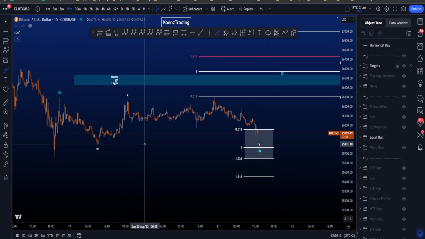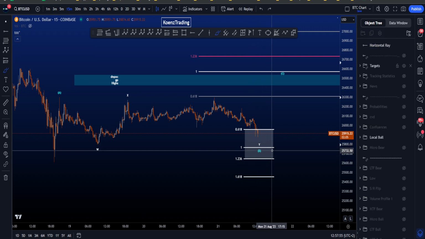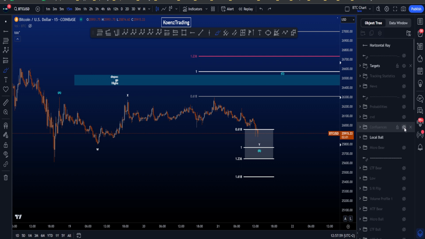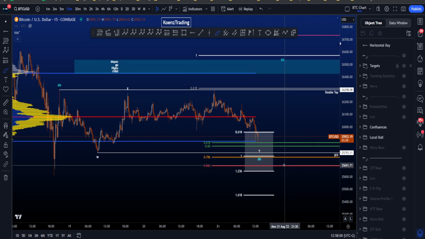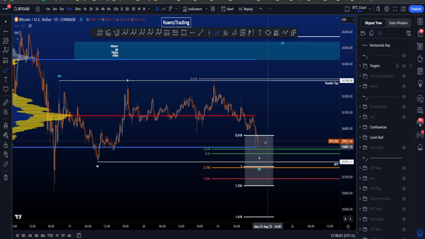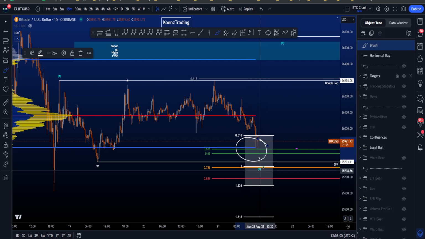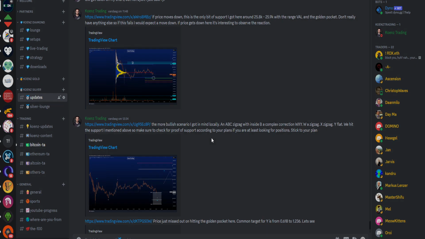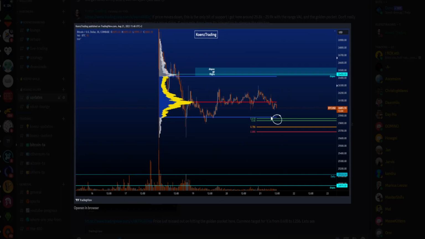So time is important. Now, inside this wave B, we're looking for a more complex structure in a WXY, where interesting confluence is where price is at the moment. So in this area, we have the value area low and also the golden pocket. And this is something I wrote over here as well, where the only support we kind of have to the downside is the value area low with the golden pocket.